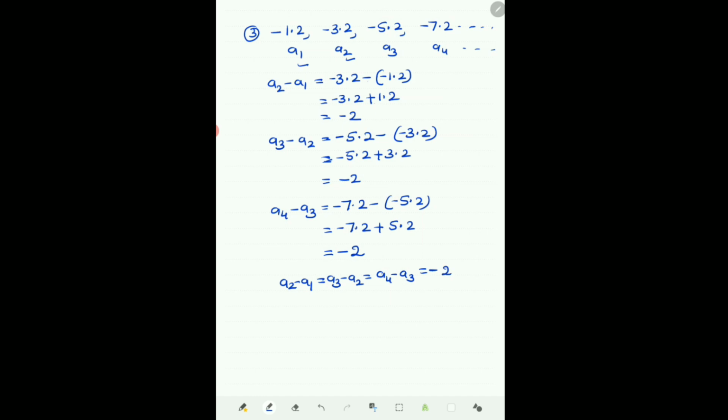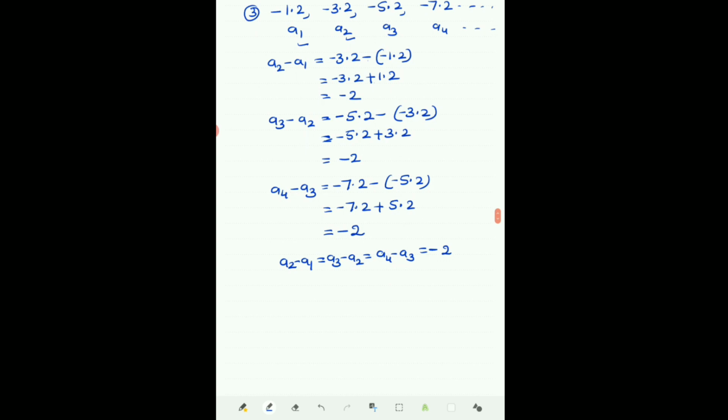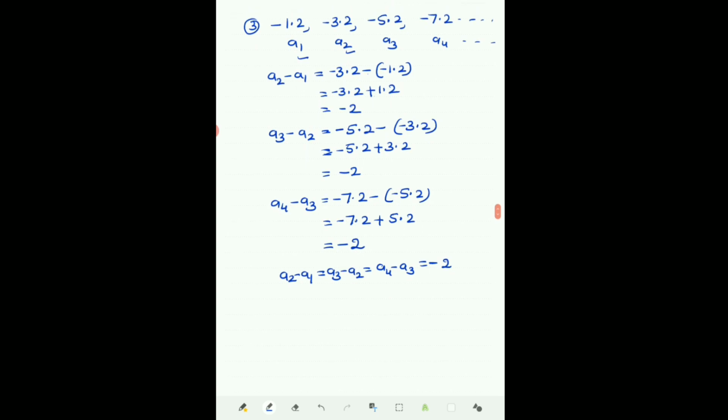So you got the fixed value here. Constant is added to get the next number. So the difference between the consecutive terms is here constant. So therefore it is an AP. It is an arithmetic progression.